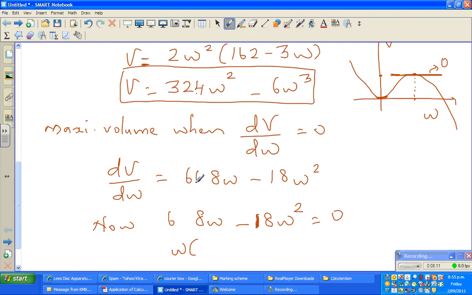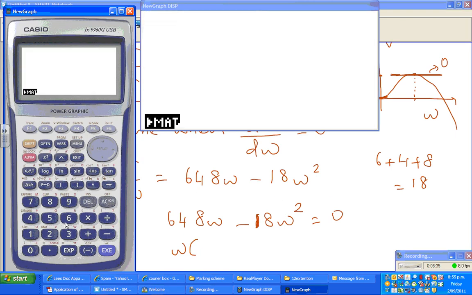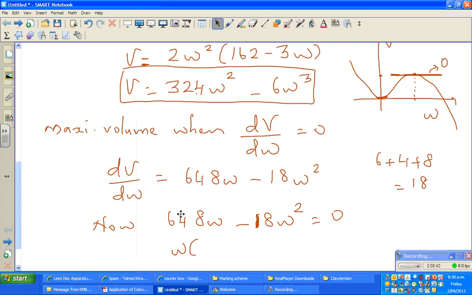So this is 648W. If you add 6 plus 4 plus 8, that will give you 18. In my mind, I was saying 648, but I was writing 628. 300 times 2 is 600, and 24 times 2 is 48, so 648. So 648 is divisible by 9, so I'll show you that. 648 divided by 9 is 72. Now this number is divisible by 9, and it's also divisible by 2, so it has to be divisible by 18.